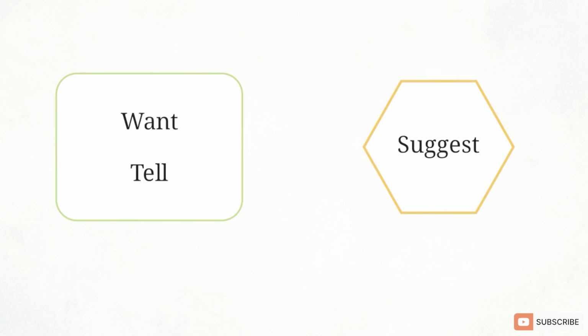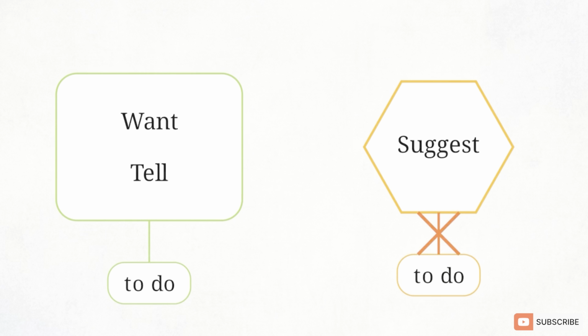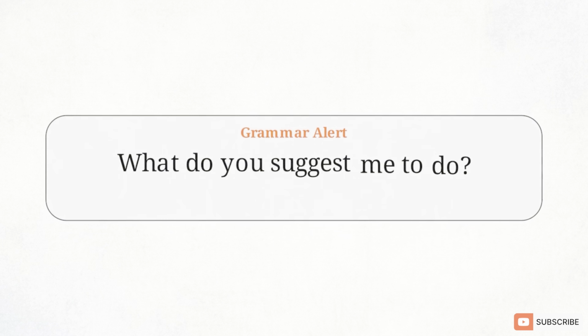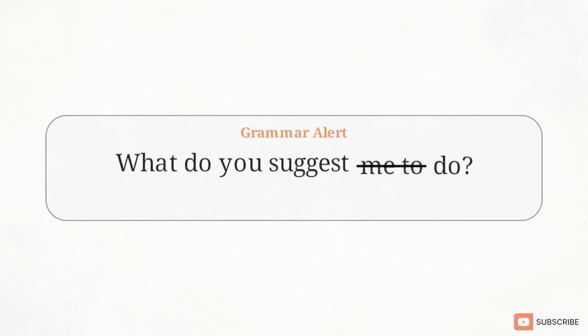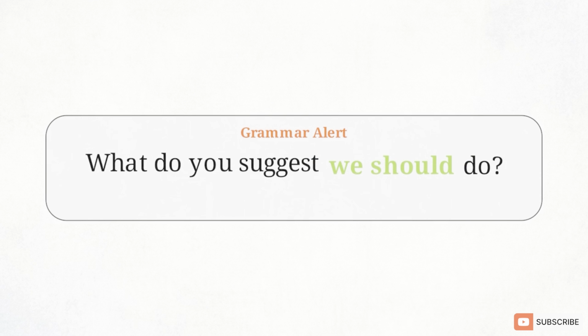clause. The verb suggest requires specific attention because it does not follow the same patterns as want or tell. Learners often mistakenly try to pair it with an infinitive to structure. Sentences like, "What do you suggest me to do?" are grammatically incorrect. Suggest must be followed by a clause, typically using should. What do you suggest we should do?